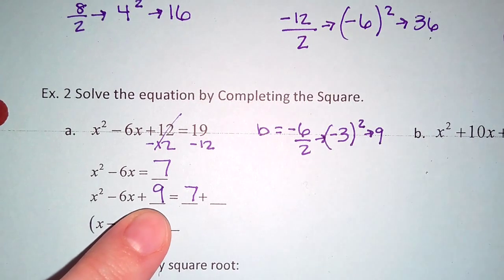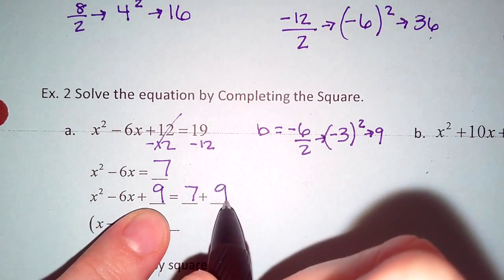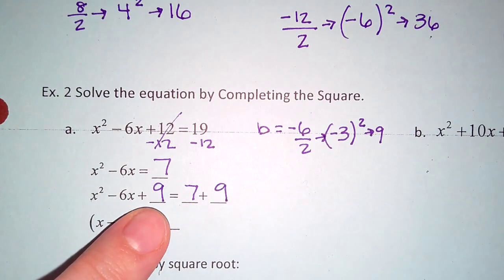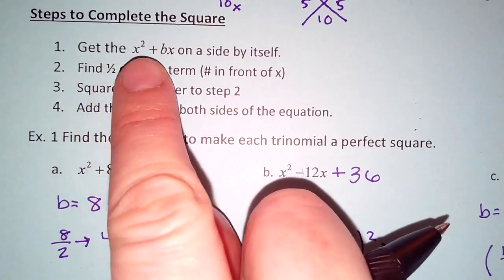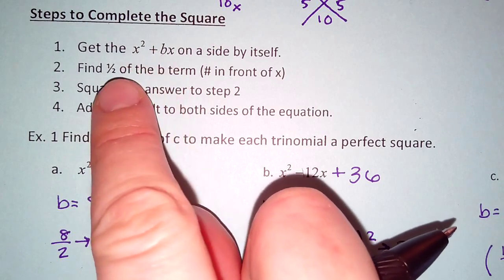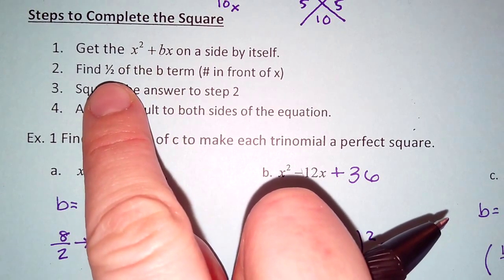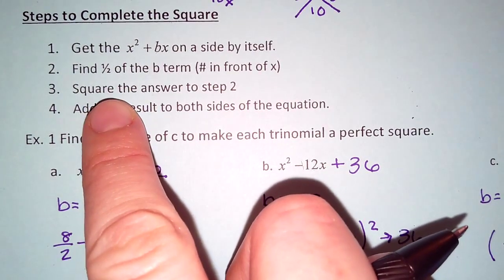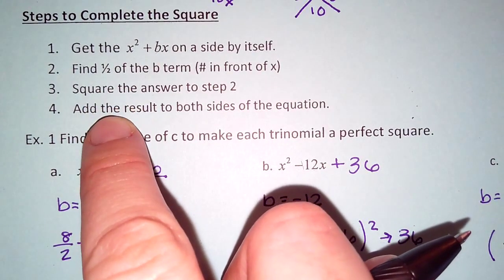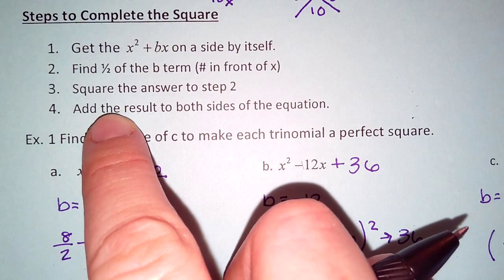To balance our equation, what we add to one side, we have to add to the other. So I'm going to add 9 on this side as well. We have to balance the equation. So that's what we just did. We got the x squared and the bx by itself. We took the b term and divided it by 2. We squared that b term, and then we added that value to both sides of the equation. Those are the same steps every time.